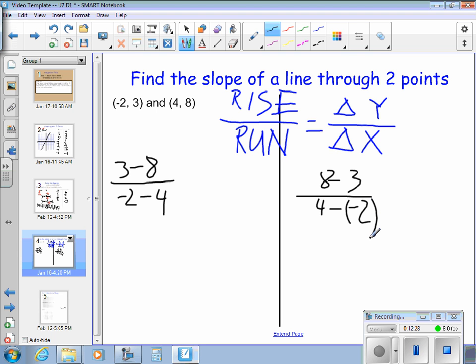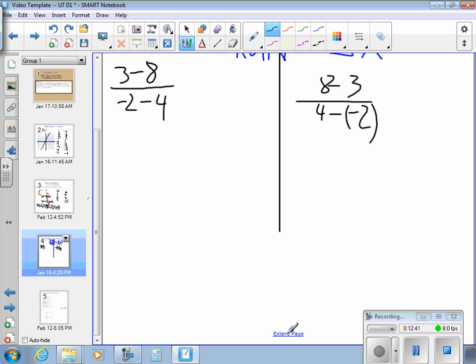Make sure that you have both the minus and this negative 2 from this number right here. Make sure that both of them are there and that you deal with that appropriately. Now let's go ahead and deal with solving this.